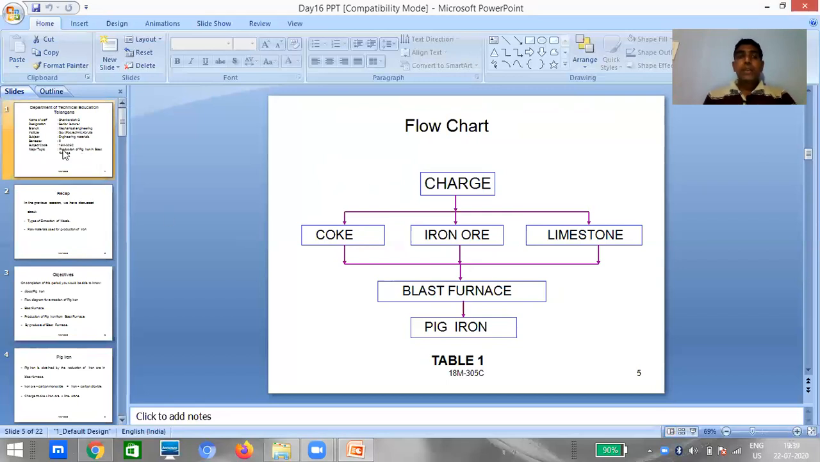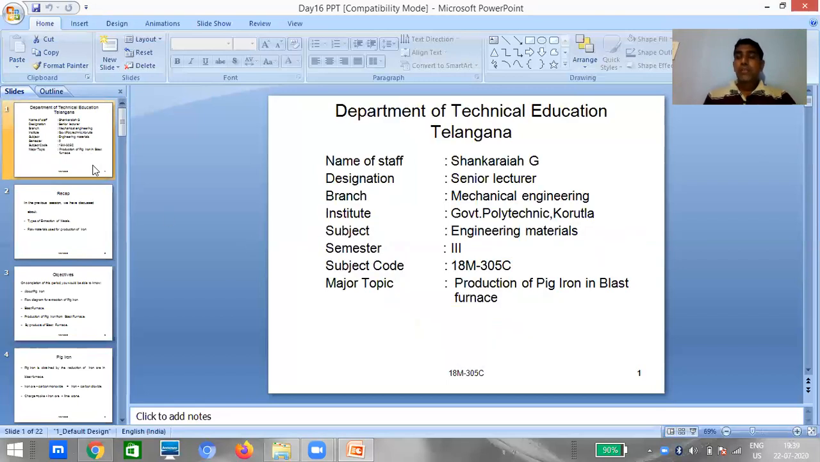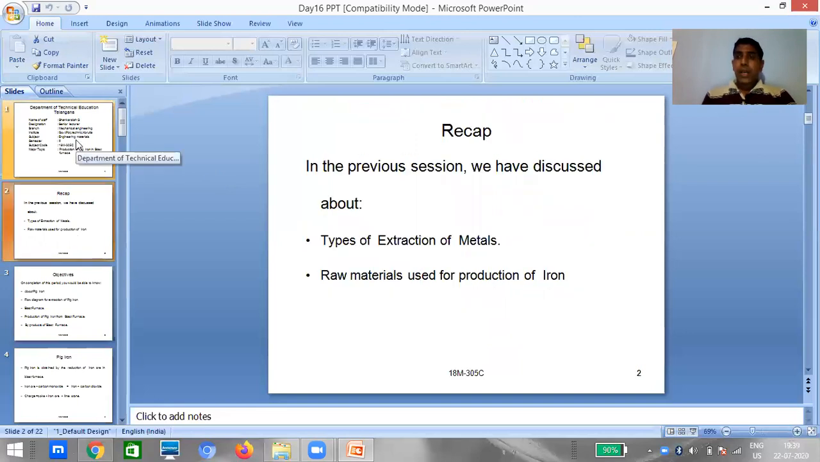And what are the different types of iron ores we are having? We are having hematite, magnetite, limonite, siderite. All these things are the iron ores, which act as a raw material in the extraction of iron from the ores. Later we have discussed how the iron is manufactured by using different furnaces. So first we have discussed regarding pig iron.